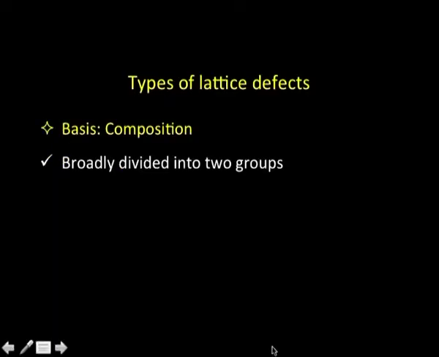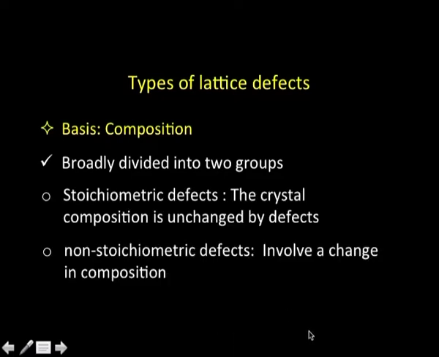One basis could be the composition, and broadly on the basis of composition we can put these lattice defects into two groups. One happens to be stoichiometric defects. That means, as the name suggests, stoichiometry, that is the crystal composition is unchanged, that means defects are there, but the stoichiometry of the crystal does not change. And second happens to be non-stoichiometric defects, wherein the composition of the material does change. That is one basic way of looking at the defects.